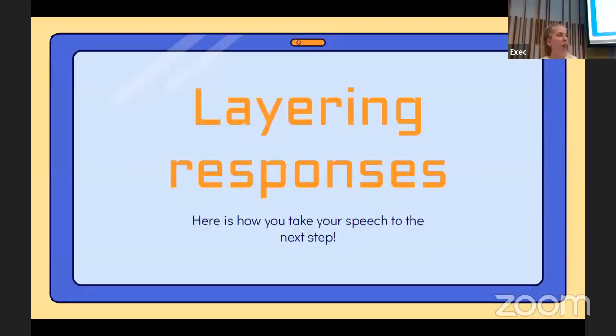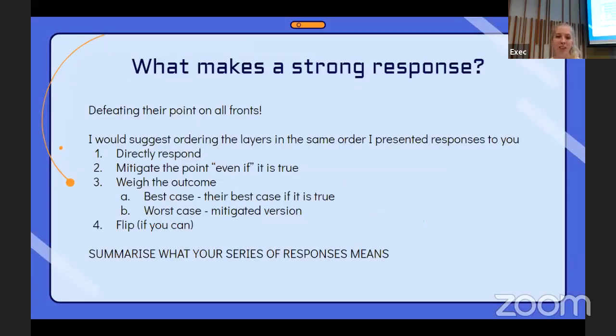So we went over earlier the types of responses that you can use in debating, and also the things that you can respond to in debating. Layering responses is how you get from a new debater who knows how to say that things are wrong and give reasons why that's true, to a really advanced debater, because the teams that are winning Joint Scroll, the teams that are going to win all of the New Zealand university tournaments, are going to be the ones whose responsive speakers layer their responses and really just decimate other teams' points. So what makes a strong response? You've got to defeat that point on all fronts.